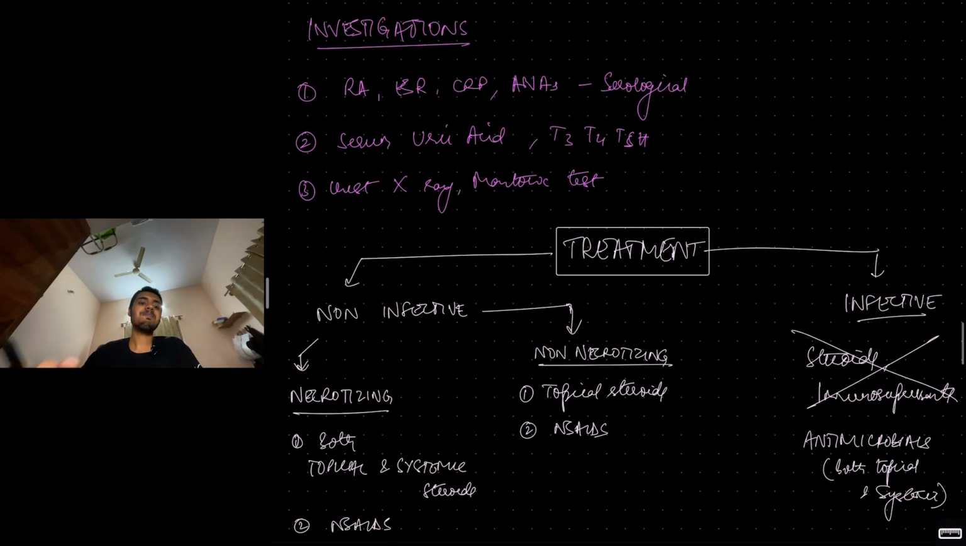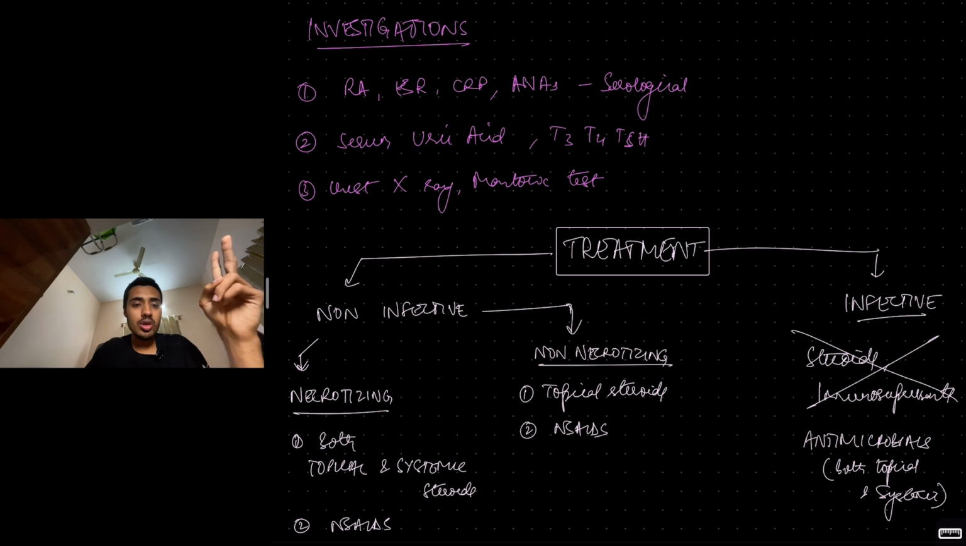Investigations: see, you want to rule out the causes. You want to check for the causes. The causes were what? Autoimmune connective tissue disorder. So you'll check for rheumatoid factor, ESR, CRP, anti-nuclear antibodies for SLE. All this you'll check as serological tests. Then to rule out metabolic causes like gout, you will check for serum uric acid.